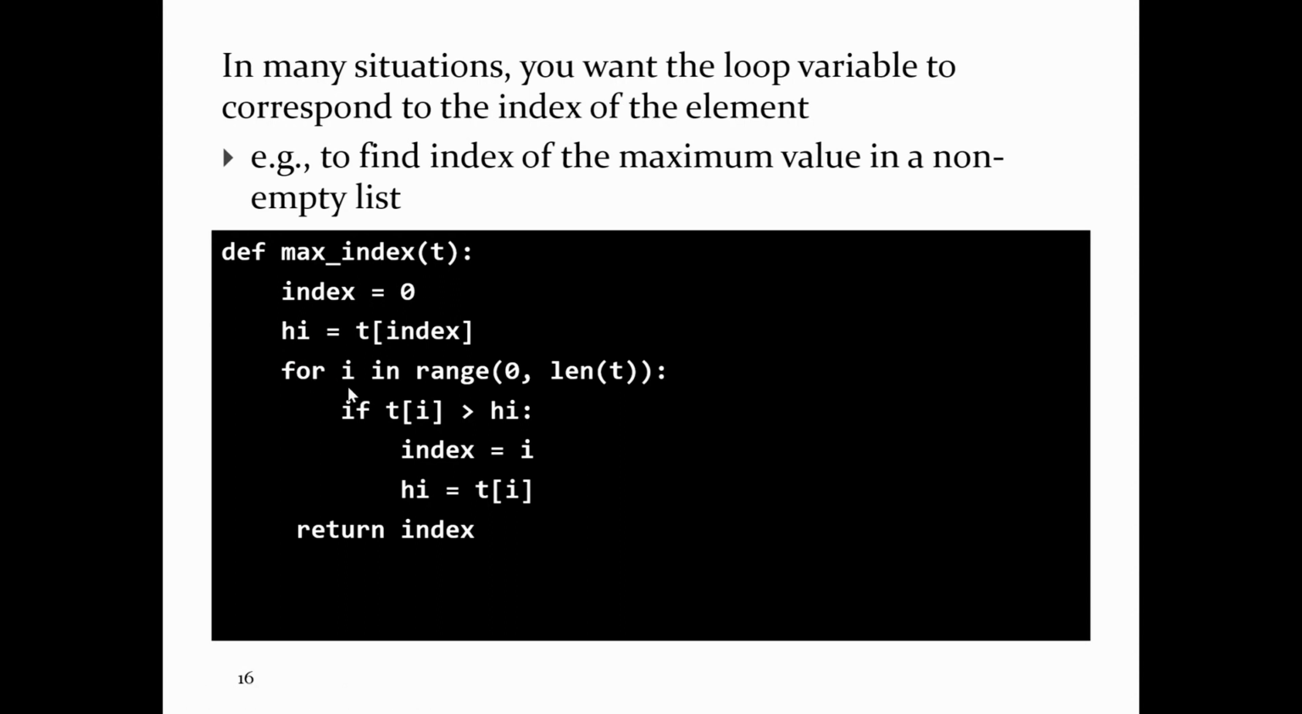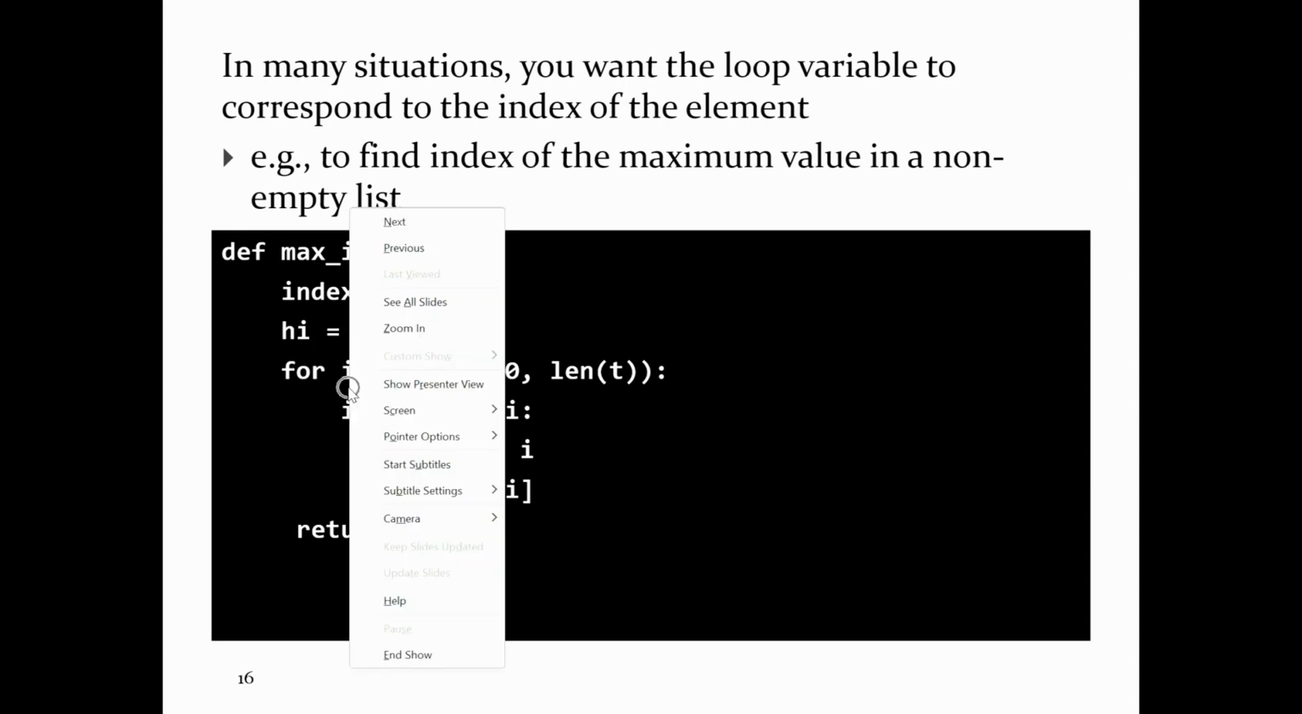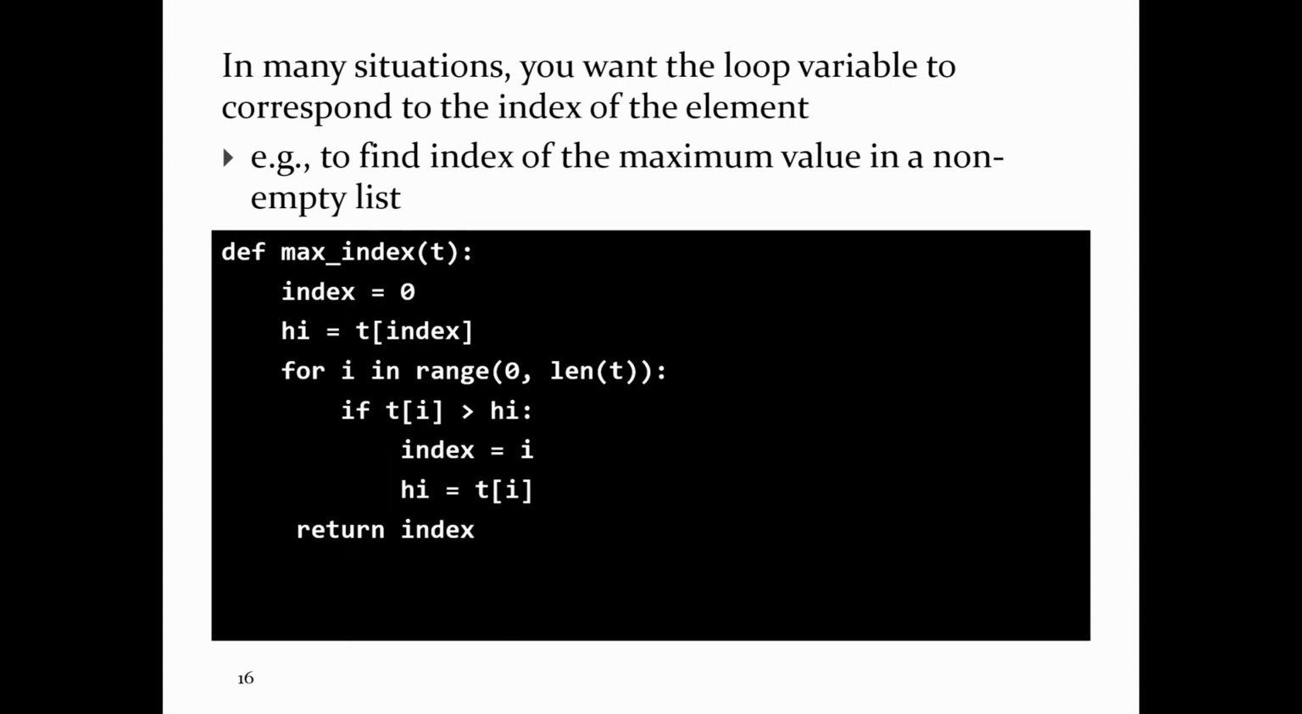Again, we're going to start by assuming the largest element is the first element. Now, instead of looping over the elements in the list directly, I'm going to make a loop variable called i. This time i is going to range over the values 0 up to the length of the list minus 1. Now I'm going to use list indexing to access the element in the list, because I'm interested in the index of the element that's the maximum value. And then you return the index at the end.